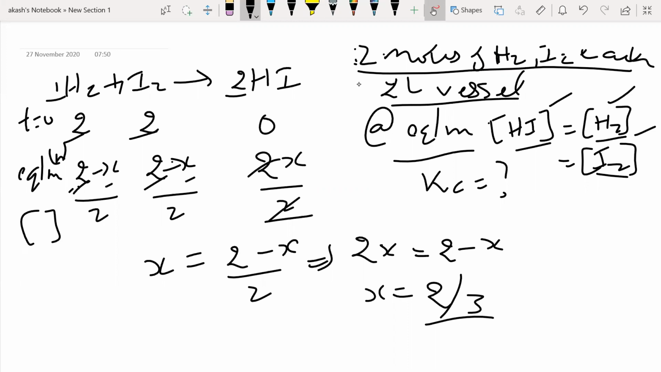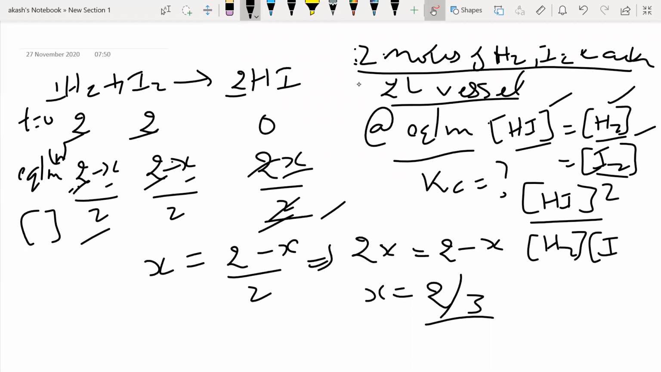And that's it. Now what do you have to do? You have to substitute everything here. Okay, find 2 minus x by 2, again 2 minus x by 2. You have to find just the x value and then go to the Kc equation. Kc equation would be what? Kc equals HI squared divided by H2's concentration into I2's concentration, and everything you know, because you know the x value, you know x here, you know 2 minus x by 2, you know 2 minus x by 2. Substitute it here, you will be able to get the Kc value.